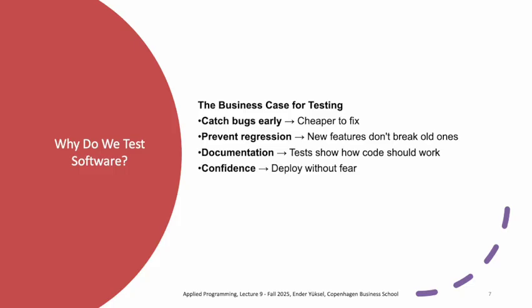Fourth, tests give you confidence to make changes. Without tests, every deployment is stressful. You're never quite sure if something will break. With good test coverage, you can deploy with confidence, knowing that if the tests pass, your application works. Finally, writing testable code forces you to write better code. Code that's easy to test tends to be more modular, less coupled, and better organized. It's a positive side effect of testing discipline.